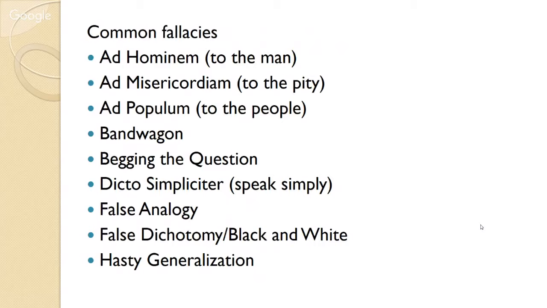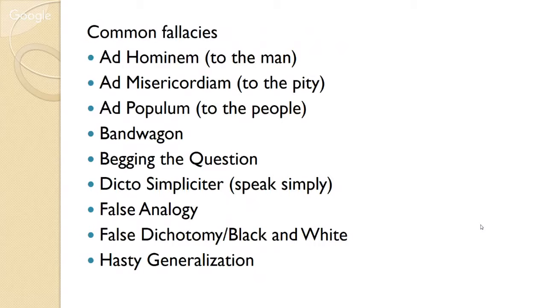False dichotomy or black and white. This is where you present a situation in which it's an either or situation where there's no alternatives or you ignore the alternatives. So it's one way or the other. It's my way or the highway, as they say. If you're not with us, then you're against us. Well, it's a false dichotomy because there are other options, other variables, which you're just completely ignoring. It's not a black and white situation.